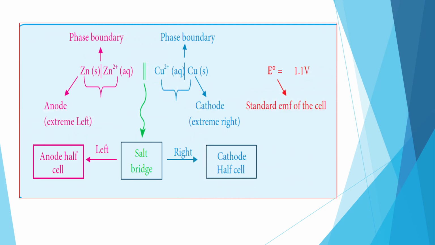This is just another example. Okay, that's a clear example showing where exactly anode oxidation is happening and cathode reduction is happening, and that E naught for the Daniell cell is 1.1 volt. That's the standard electromotive force of the cell.